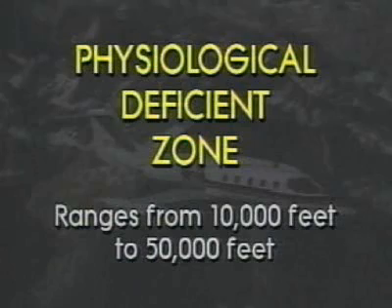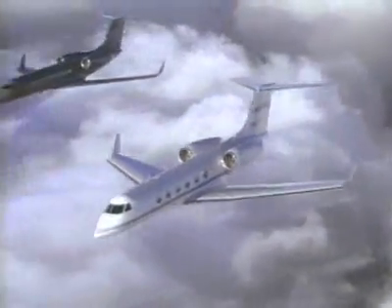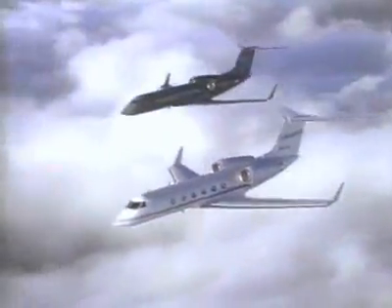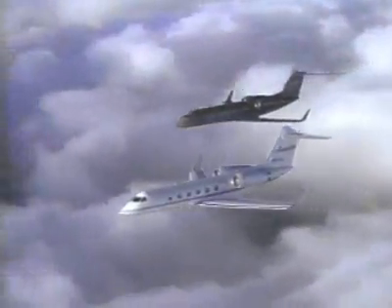In addition, shortness of breath, dizziness, headaches, and fatigue will occur if a person is exposed too long in the upper region of this zone. The physiological deficient zone ranges from 10,000 feet to 50,000 feet. The majority of flying takes place in this zone. Inadequate oxygen, atmospheric pressure, and cold temperatures do not allow for normal physiological functions in this zone.